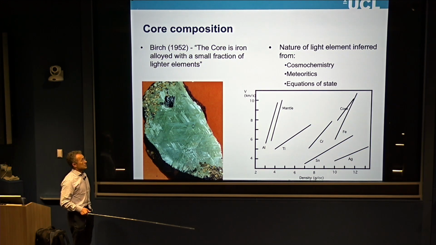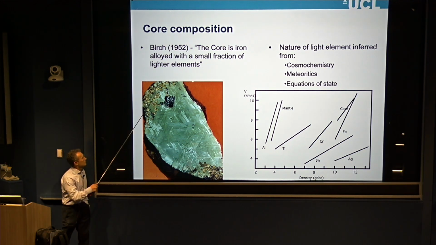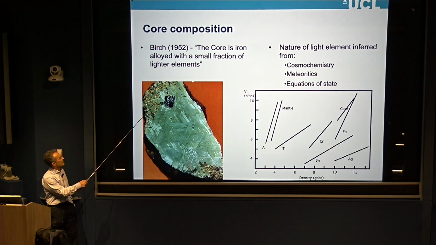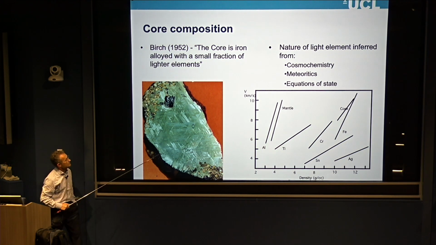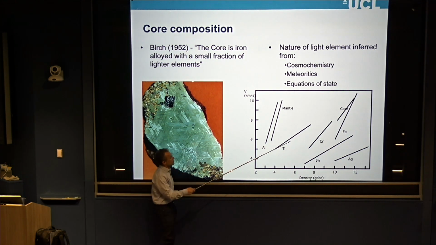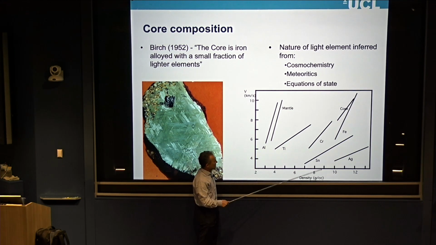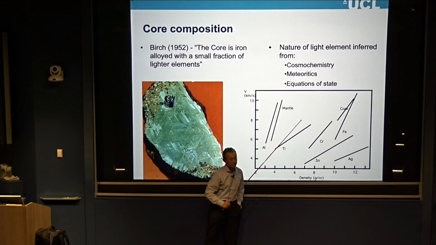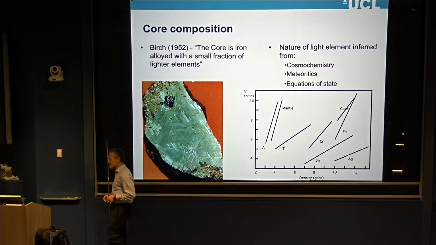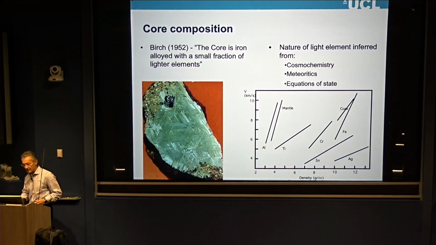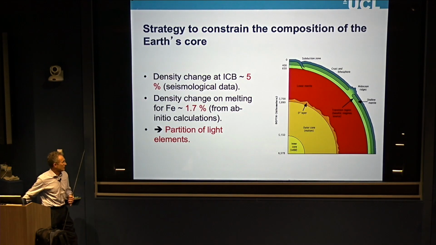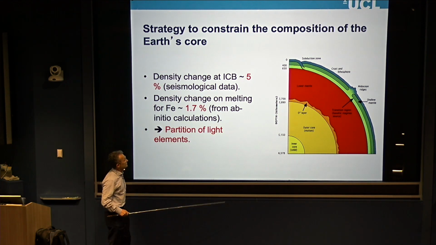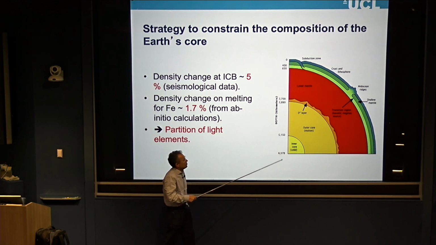So we know that the core is not pure iron because of what comes on the Earth as meteorites. So these are iron meteorites with sulfur inclusions here. But we also know that because the properties of pure iron, so this is speed of sound as a function of density, are not quite matching that of the core. So we know that there are some light impurities in the core, and these light impurities are also responsible for a density jump at the inner core boundary that is not the same as what you would have if the core was pure iron.